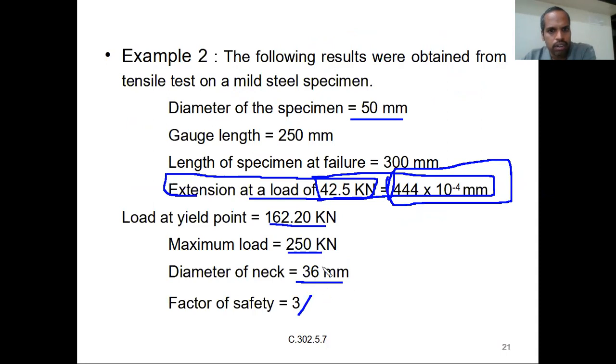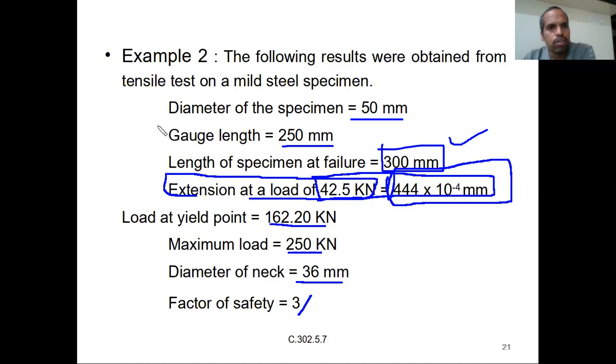Okay, final area you can calculate. How to calculate the final length of specimen at failure. This is length at failure, right? So this is initial length, this is final length. So how much change in length? 300 minus 250 is nothing but 50 mm. Okay, total elongation at failure is nothing but 50 mm.